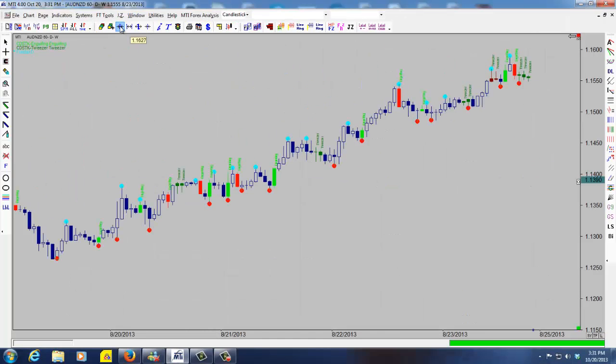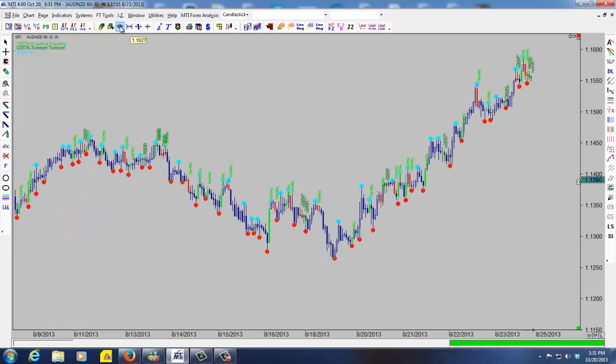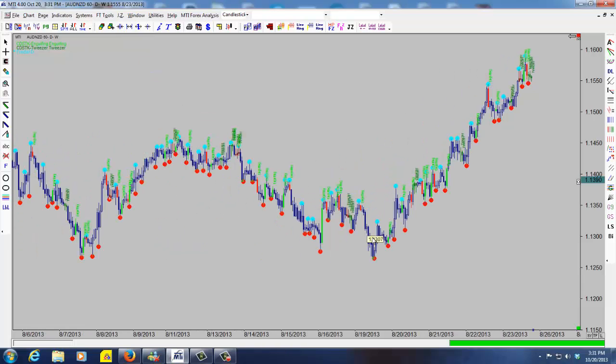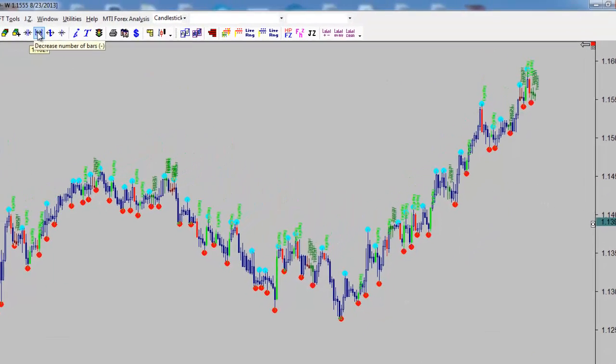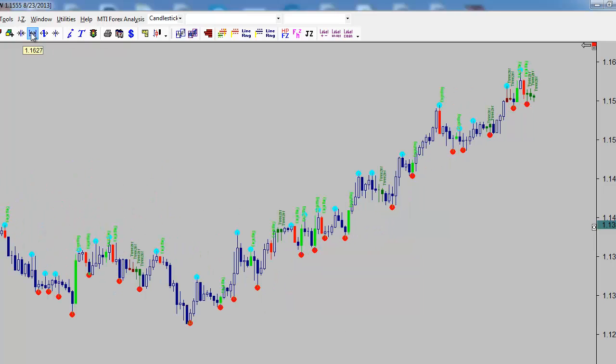So what I like to do is scrunch my candles down, and I can see that we're in an uptrend on this hourly chart. So I'm only looking for long trades. I'm looking to do my ABCD patterns to the upside. Then we just bring our candles back out to normal size.